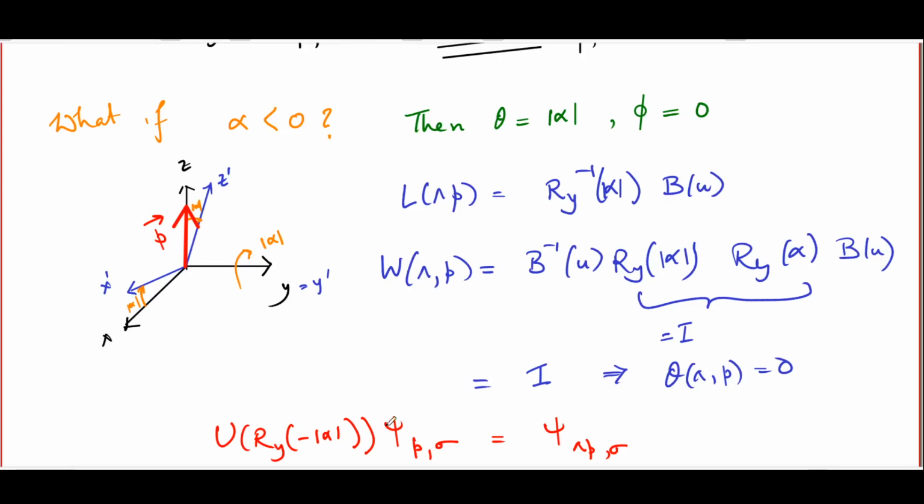In other words, when you rotate through an angle which is negative, you carry out Ry of minus mod alpha. The corresponding unitary operator U acting on psi p sigma gives you psi lambda p sigma without any phase factor. Now this looks even more complicated than before. For a positive alpha, you get a factor of e to the I sigma pi no matter what the angle alpha is. For a negative alpha, and in fact for alpha equal to 0, you get a phase factor of 1. There is no phase factor at all.